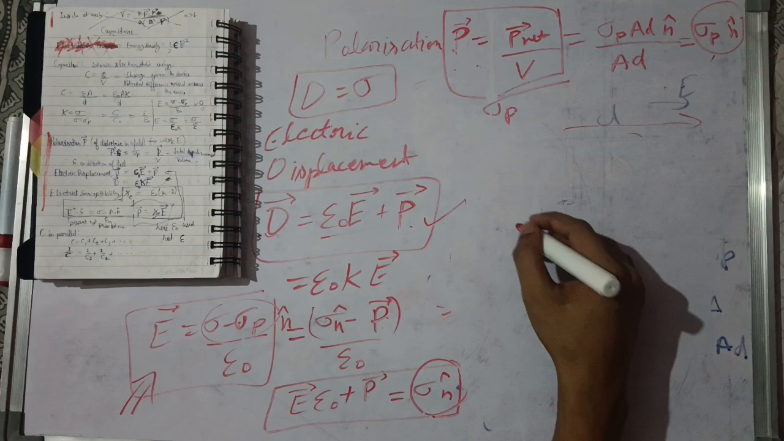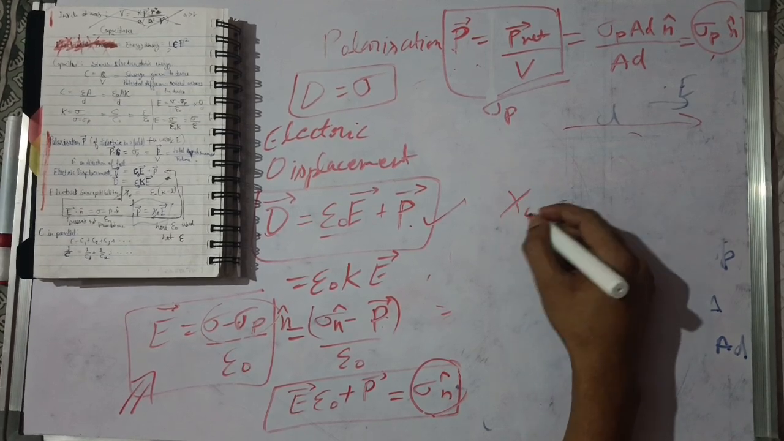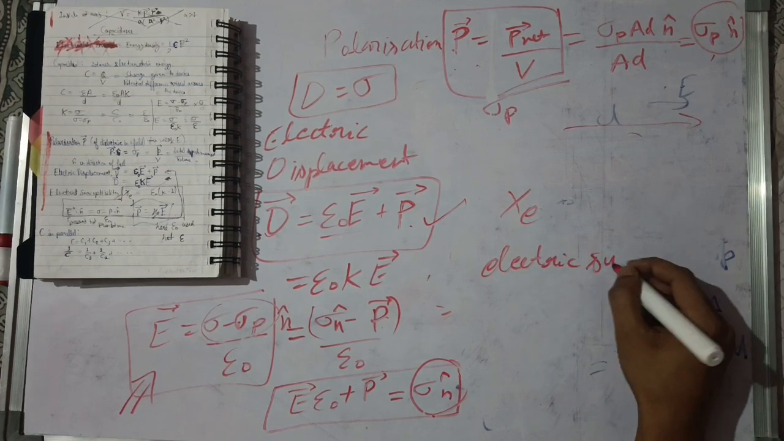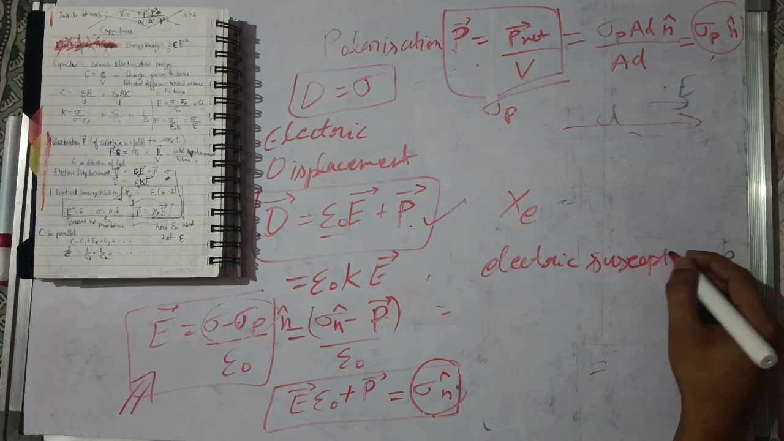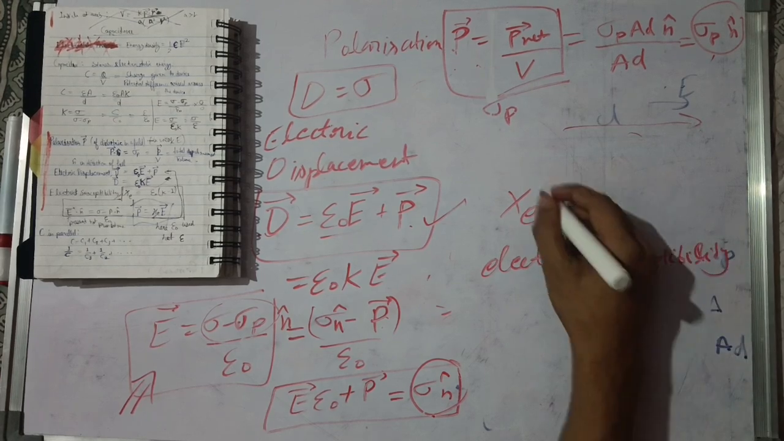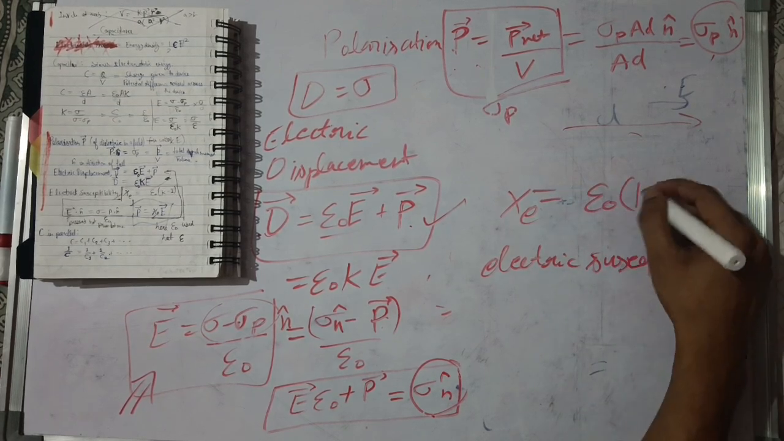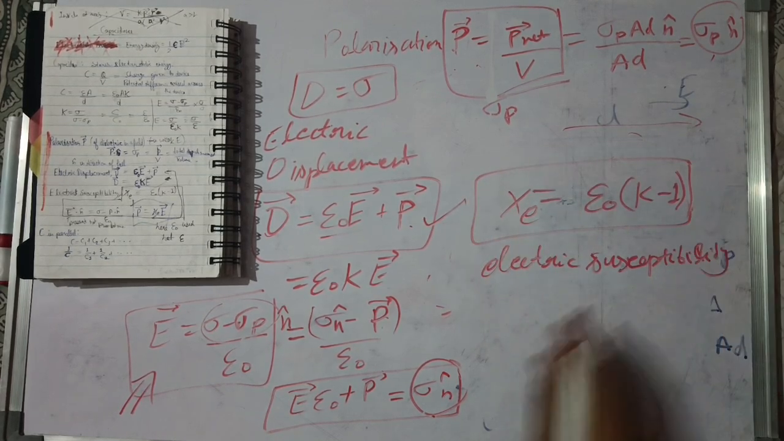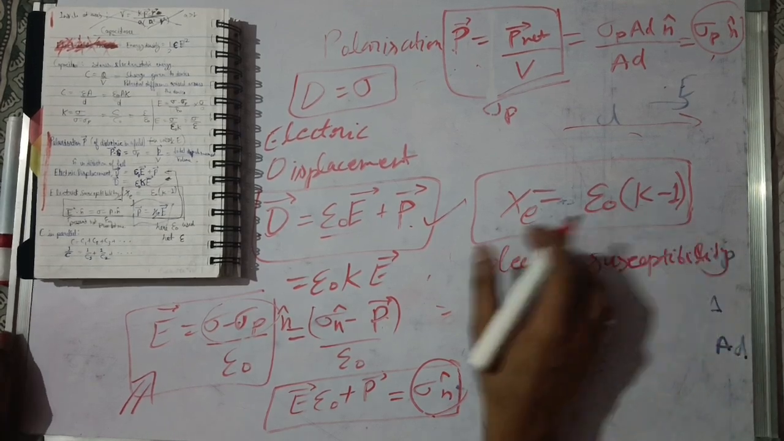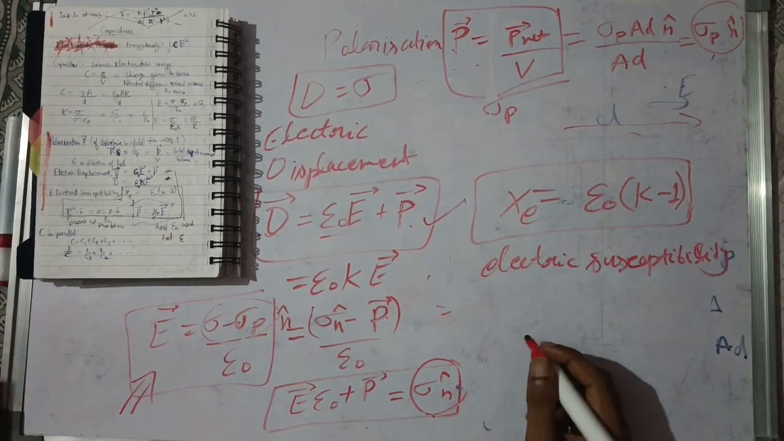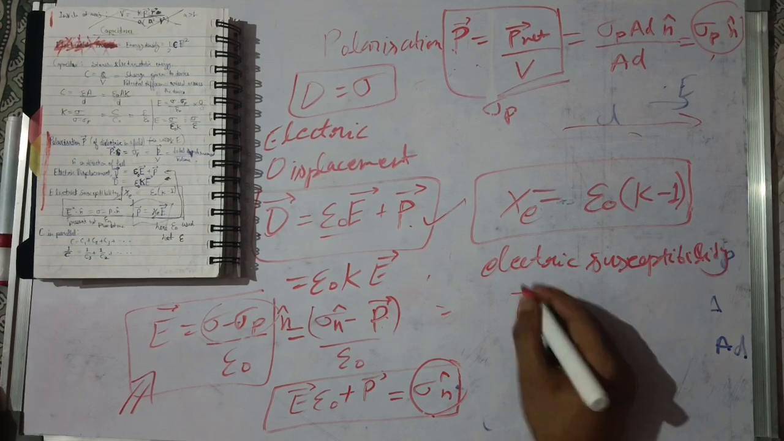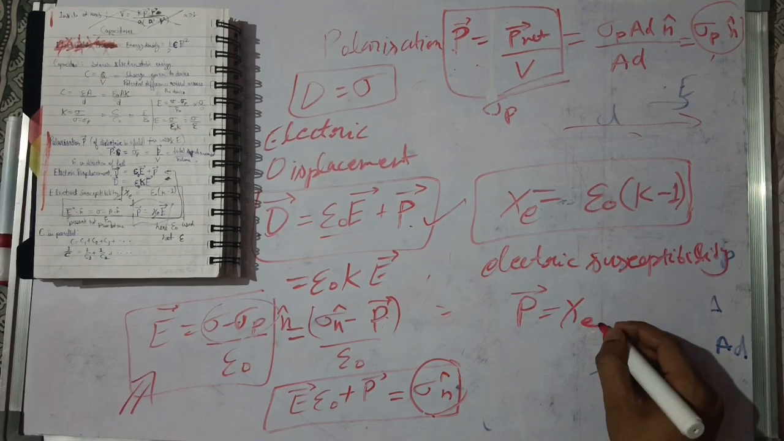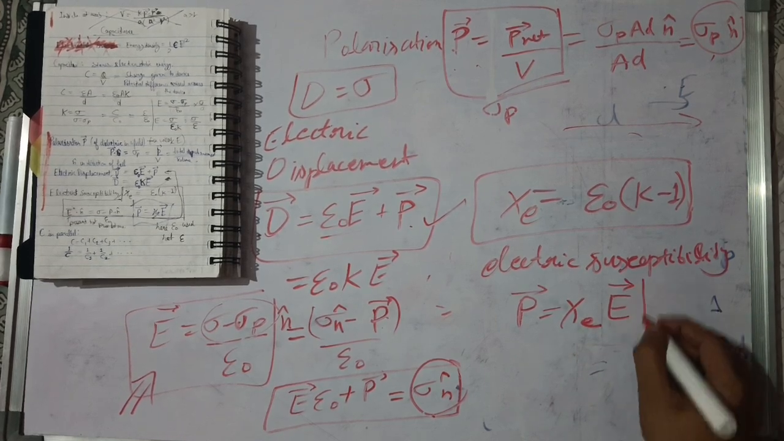And there is one quantity, xi e, which is called electric susceptibility. This is given as epsilon naught into K minus 1. This value is called electric susceptibility, and the need of this electric susceptibility is that the polarization vector P can be written as xi e into the electric field vector.